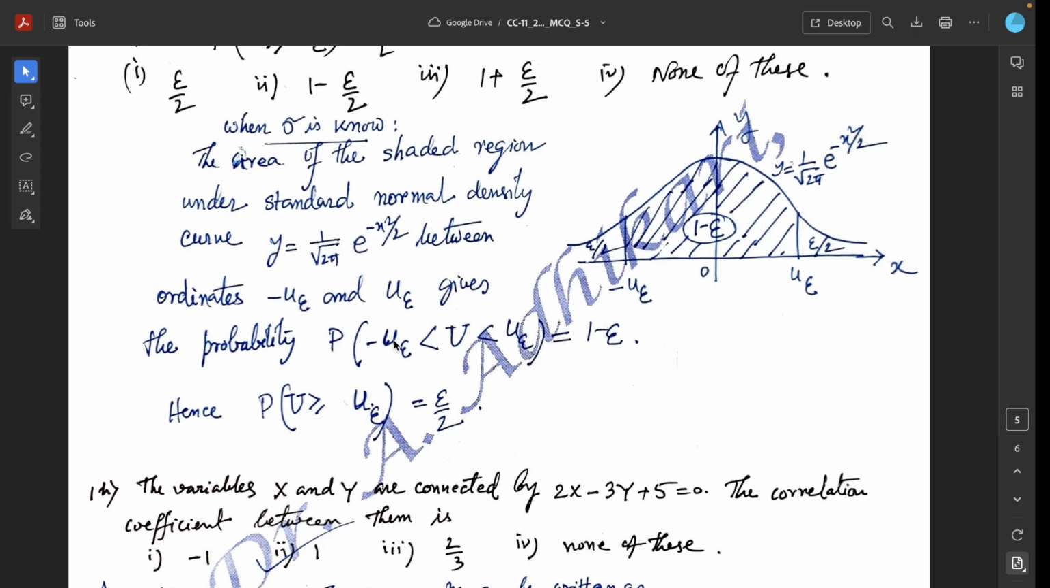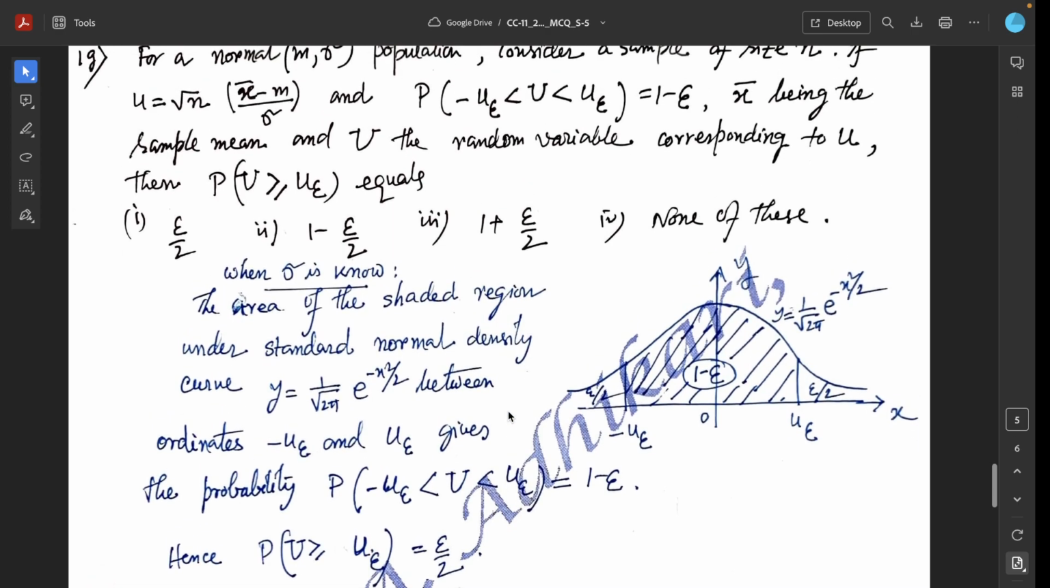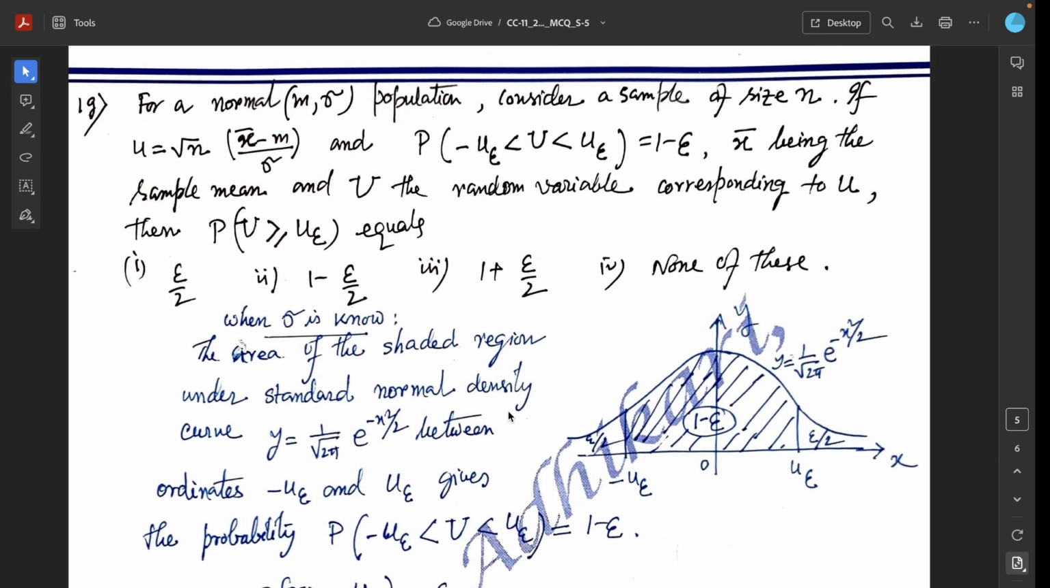epsilon. Probability of minus u epsilon less than capital U less than u epsilon is 1 minus epsilon. So obviously, probability of U greater than u epsilon equals this region, which is epsilon by 2. And the whole area under this standard normal density curve is 1 from minus infinity to plus infinity. So for this event, the probability of capital U greater than u epsilon is epsilon by 2. So the correct option is 1, epsilon by 2.